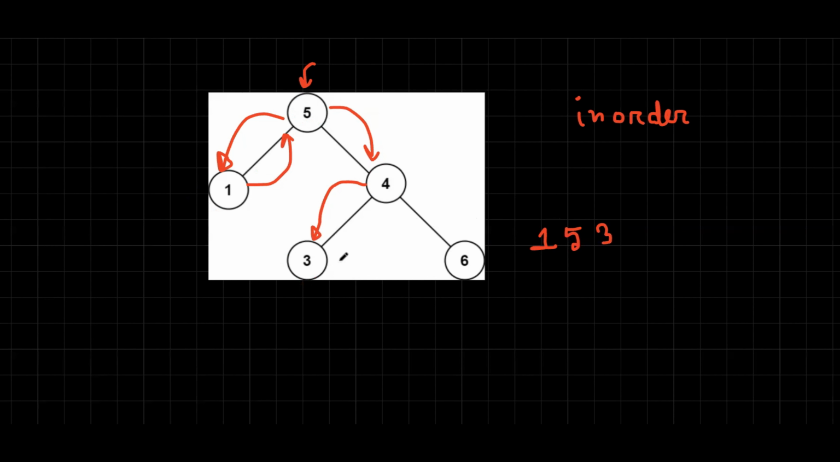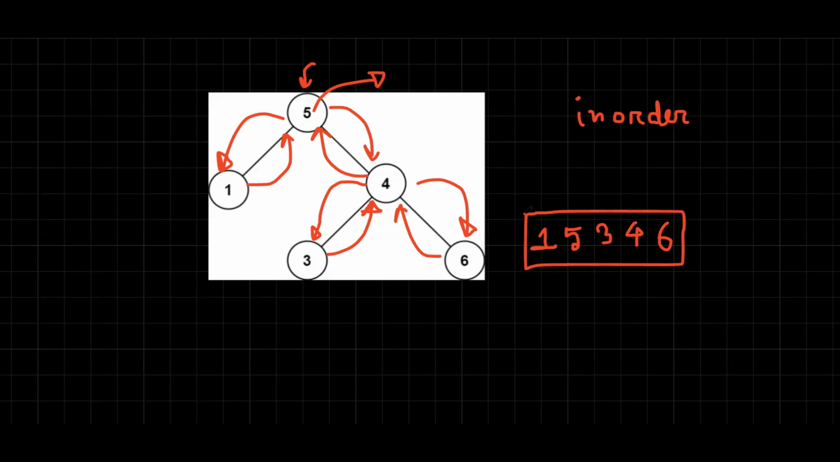Now we can see that for 3, we will trace back to the node 4 and we will store the 4 here because all of its left subtree is traversed. Now from 4, we will go to the 6. And from 6, we will get back to the 4. And from 4, we will get back to the 5. And from 5, we will return the DFS call. Now the sequence is this.